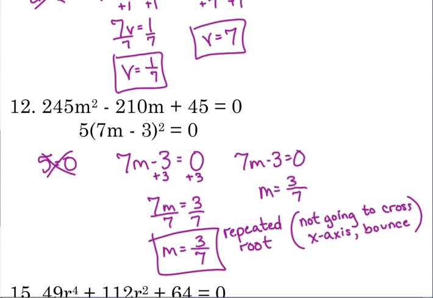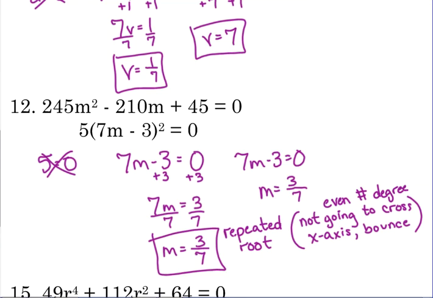So this one was 7m minus 3 squared. So if it's even number degree, there we go. It's not going to cross the x-axis, it's going to bounce.